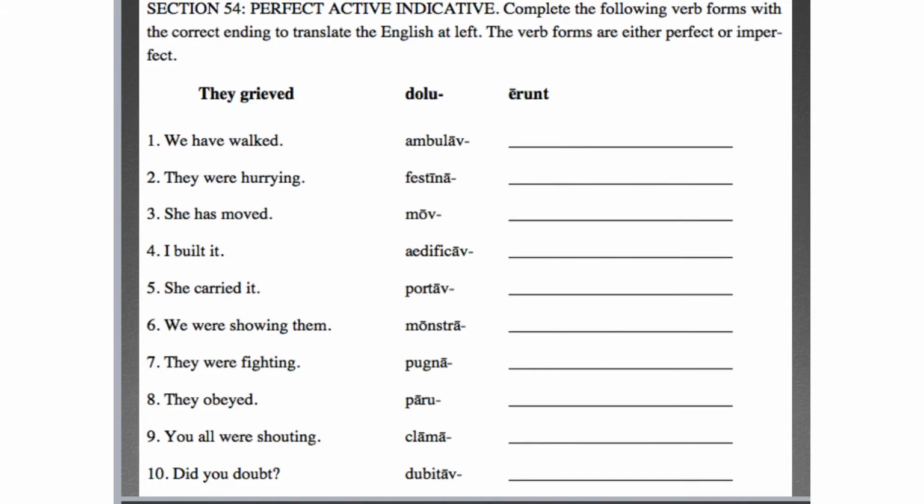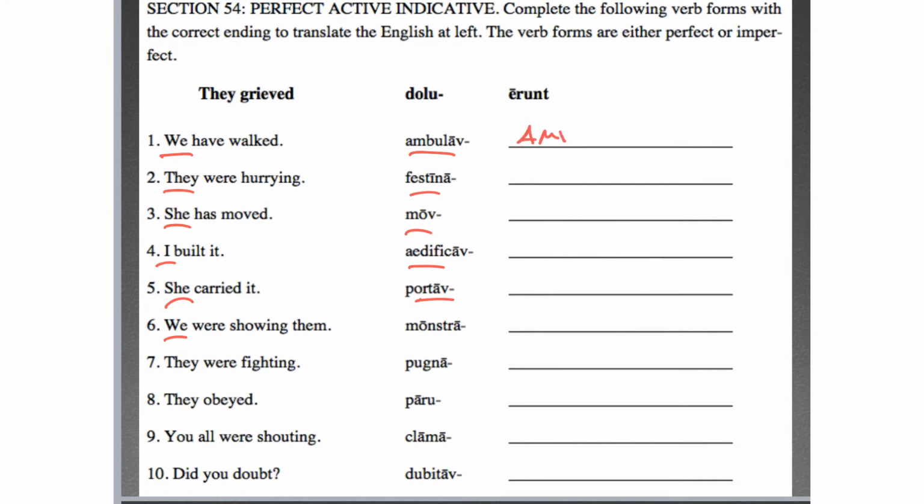All right, so now you're completing forms. You, of course, get the subject from over here, right? That'll tell you what ending to use. And then you're given the stem, and you just need to put on the correct ending. Now, these are all perfect or imperfect. They're not all going to be perfect, but again, distinguishing between perfect and imperfect. So we have walked. You can see that ambulao, that's a little awkward to say. That's that third principal part, the perfect stem.